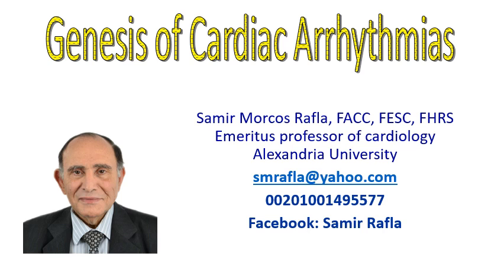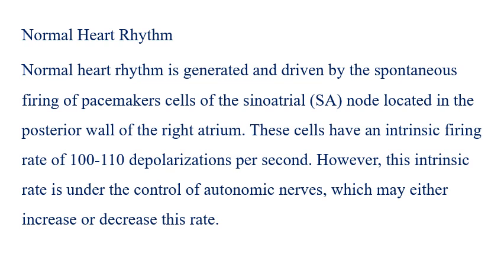Dear colleagues, this lecture is about the genesis of cardiac arrhythmias. The normal heart rhythm is generated and driven by spontaneous firing of pacemaker cells of the sinoatrial node located in the posterior wall of the right atrium. These cells have an intrinsic firing rate of 100 to 110 depolarizations per minute. However, this intrinsic rate is under control of the autonomic nervous system.